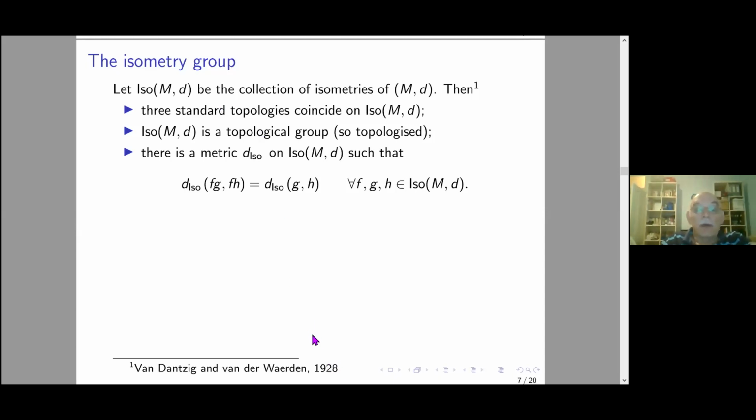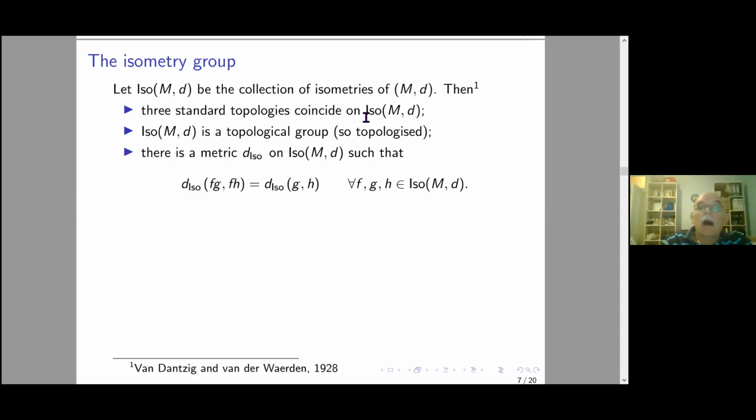But this theorem from 1928 says if I take the collection of isometries of a metric space, if I take two isometries and take their composition, it turns out that's another isometry, and the inverse is also an isometry, more or less by definition. So it is in some sense going to be a group, but it's also what we call a topological group. It has a number of different topologies.